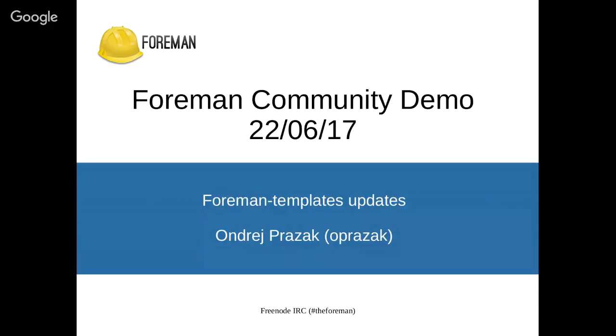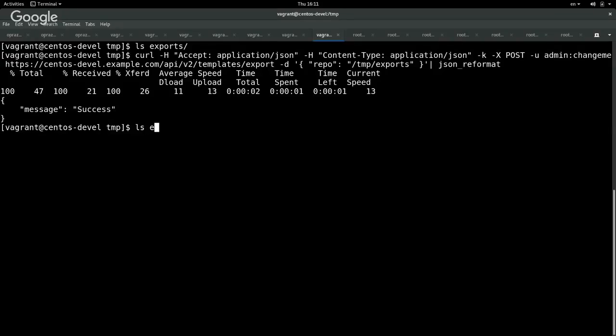I have an exports folder that is empty, and now I'm going to export the templates. I'm actually going to copy paste the command because it's quite long, and I don't want to type it. Like that, and I should get my templates exported in just a second. If I check my export folder, you can see that they are there. So that was pretty straightforward.